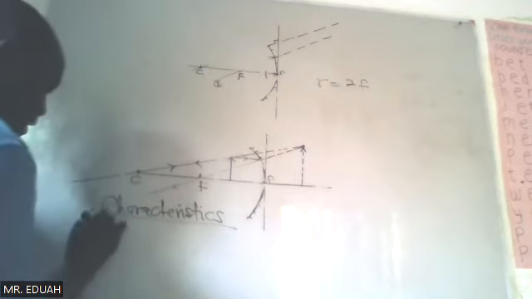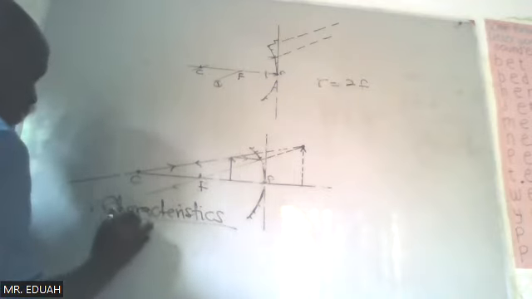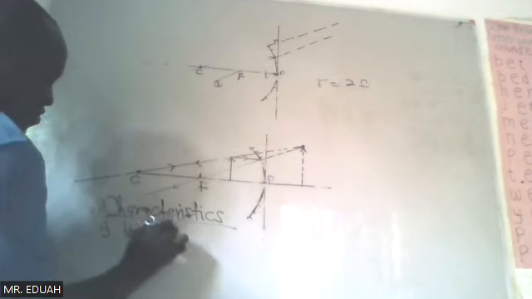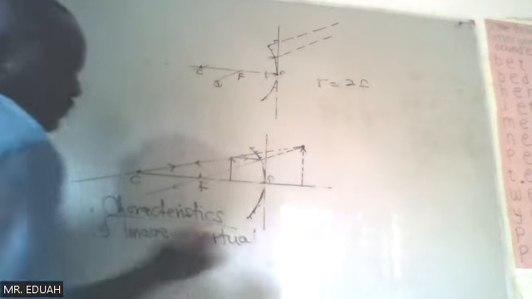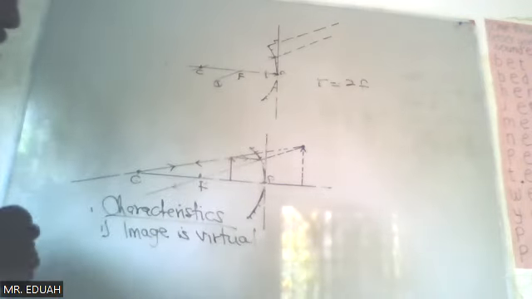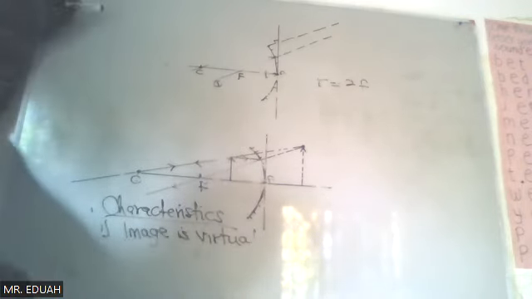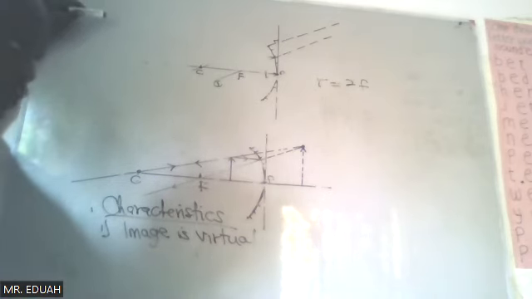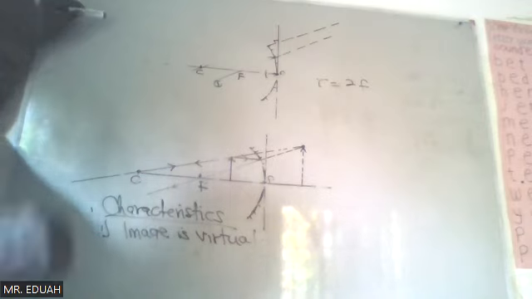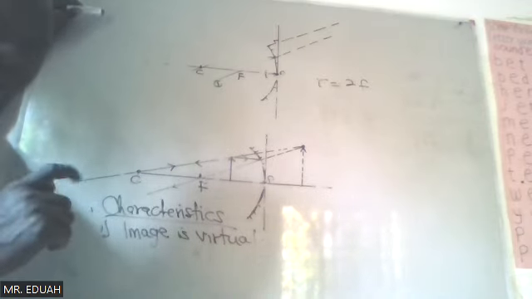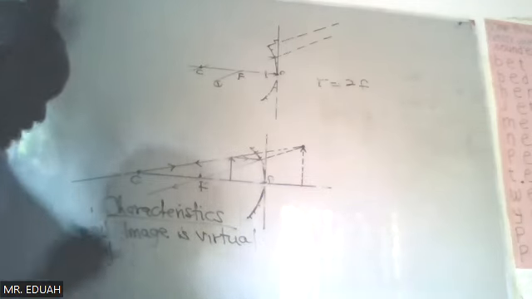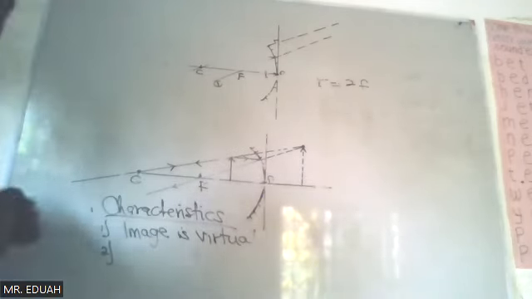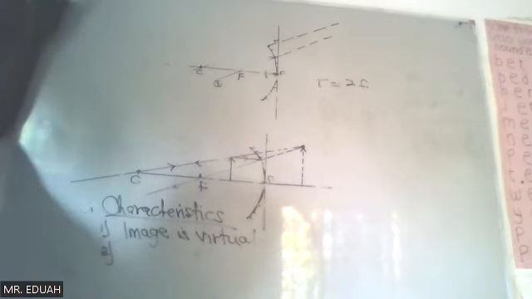So one, the image is virtual. Virtual because it is not formed on the screen, it is formed behind, at the opposite side of the object. Virtual because it is formed as a result of the apparent intersection of reflected rays. Two, yes, what is the second observation?